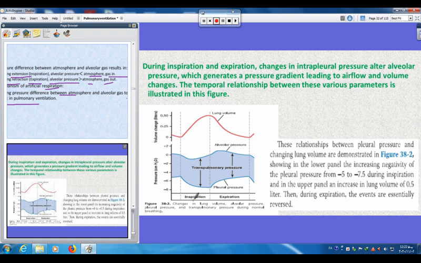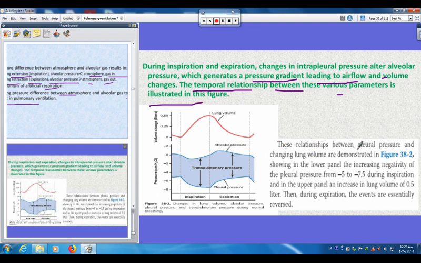Taken together, this figure shows the changes in the lung volumes, alveolar pressure, pleural pressure, and transpulmonary pressure during normal breathing. During inspiration and expiration, changes in the intrapleural pressure alter alveolar pressures, which generates a pressure gradient leading to airflow and volume changes. The temporal relationship between these various parameters is illustrated in this figure.